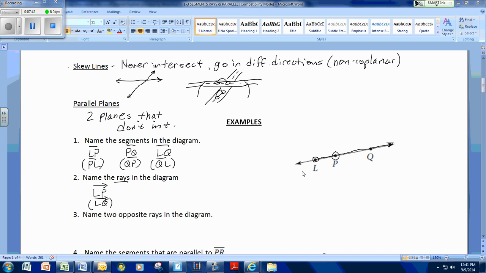Next, we have the endpoint P. So we have a ray going that direction, which would be ray PQ. We also have the ray going in the other direction, which would be ray PL.